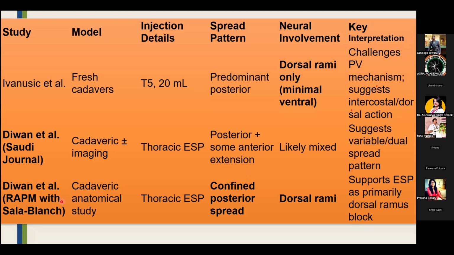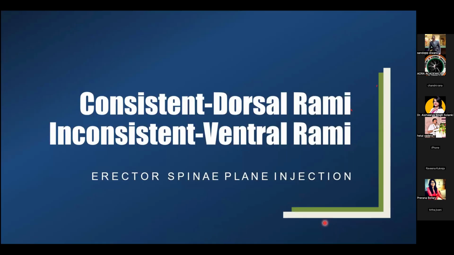And in a recent article along with Xavier Sala, we found that it's totally a dorsal rami block. It doesn't spread ventrally at all. So that is what we concluded in our study recently, which was published in RAPM. So the erectospinal plane block is a consistent dorsal rami block, while it's an inconsistent ventral rami block, as against the paravertebral, which is exactly opposite, which is a consistent both ventral and dorsal rami block. Plus, an additional advantage is a sympathetic block as well.